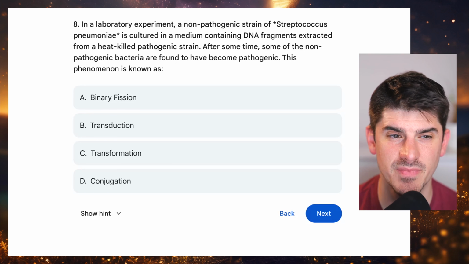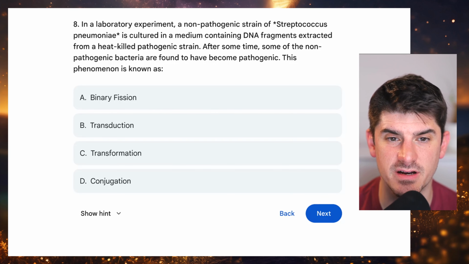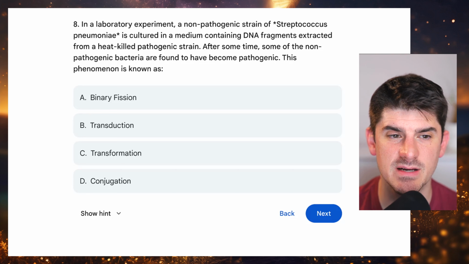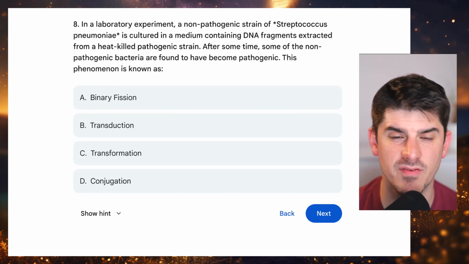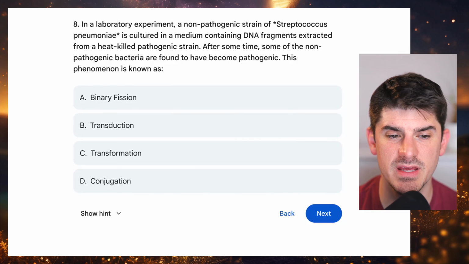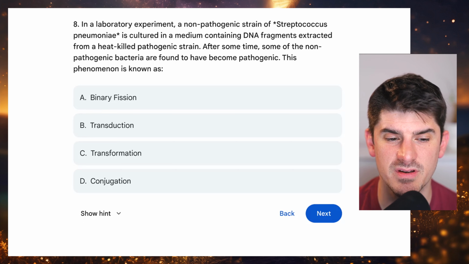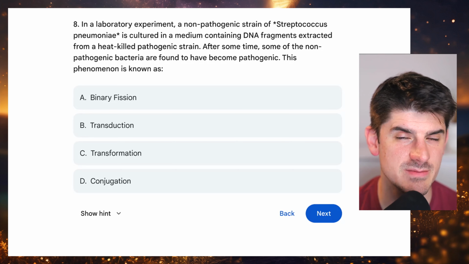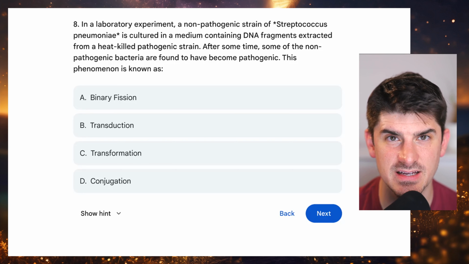Number 8. In a laboratory experiment, a non-pathogenic strain of Streptococcus pneumoniae is cultured in a medium containing DNA fragments extracted from a heat-killed pathogenic strain. After some time, some of the non-pathogenic bacteria are found to have become pathogenic. This phenomenon is known as A. Binary fission, B. Transduction, C. Transformation, or D. Conjugation. Now, this problem has a fascinating implication.